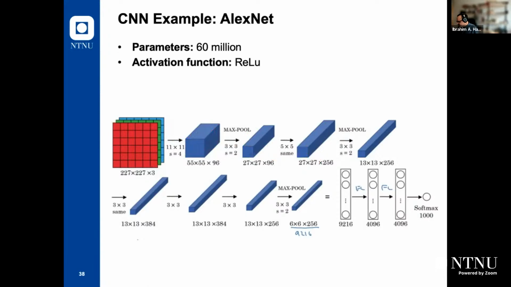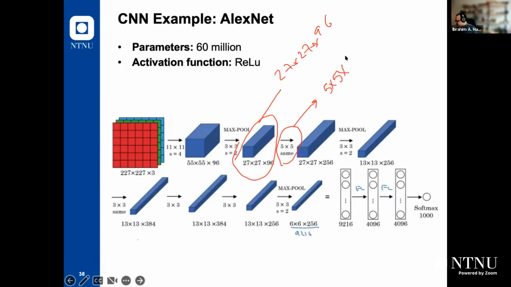So my question for this one: we have this feature map, and the size of this feature map is 27 times 27 times 96. We will apply a filter here, and the filter size is 5 times 5. What is the third dimension of this filter? It's 96. So this filter will be 5 times 5 times 96.